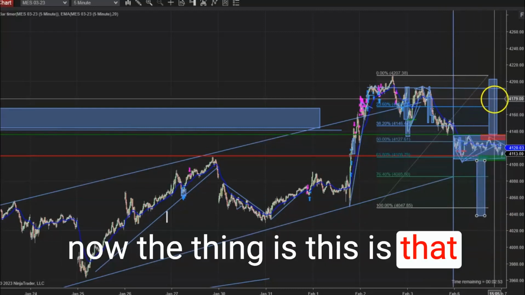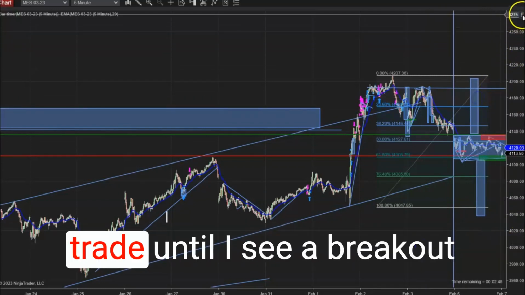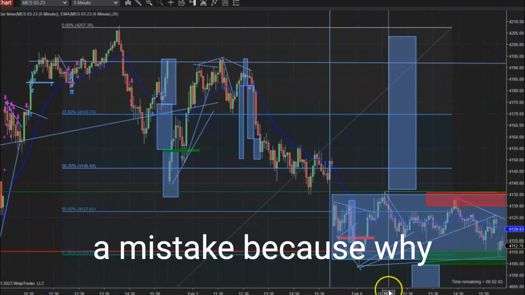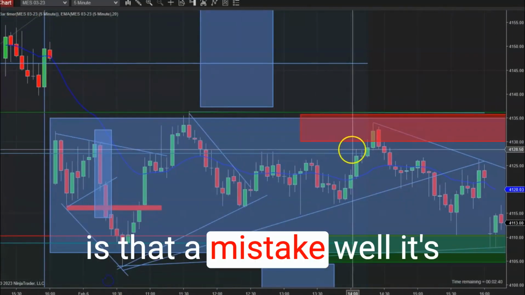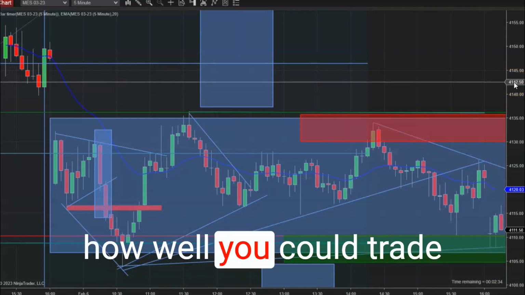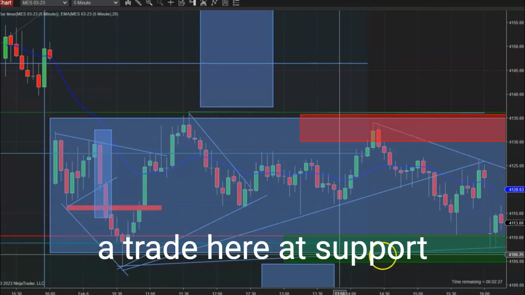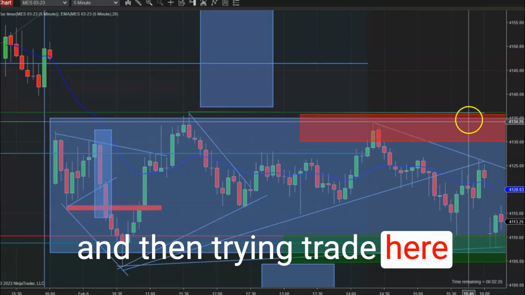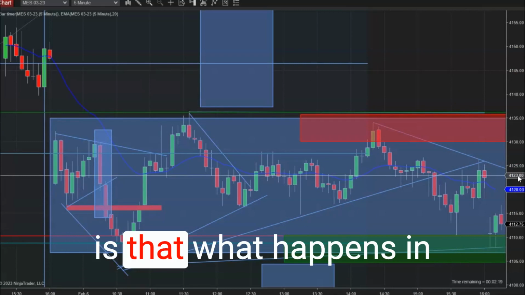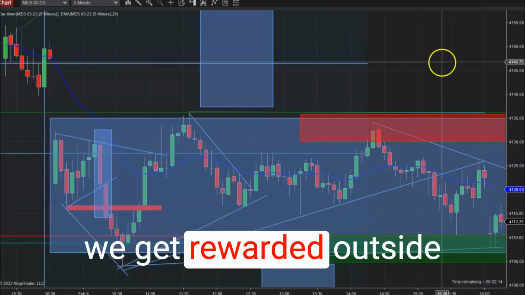Now, everyone thinks, well, I'm not going to trade until I see a breakout. In my opinion, that's a mistake. Why is that a mistake? Well, it's how well you could trade inside of here, and that could be not taking the bad trades. That could be trying to trade here at support and then here at resistance. I'm not sure yet. But how we trade and how we manage inside the box is going to depend on how we get rewarded outside of the box.